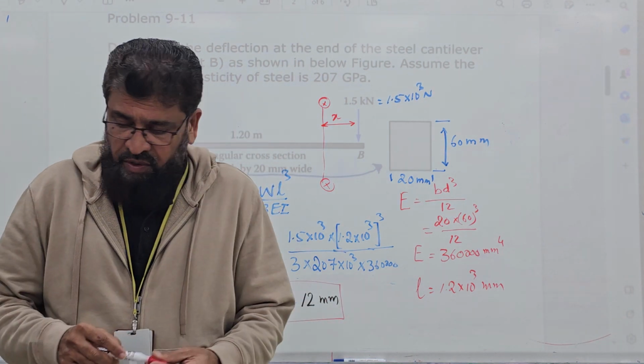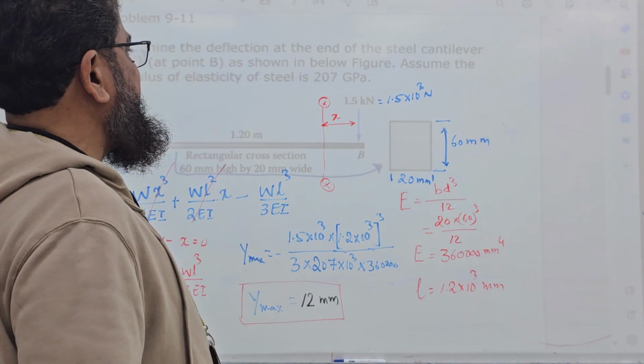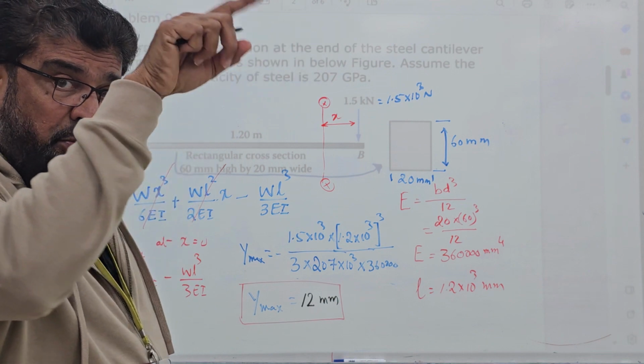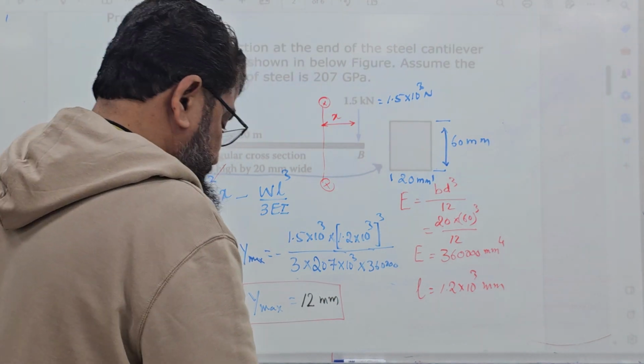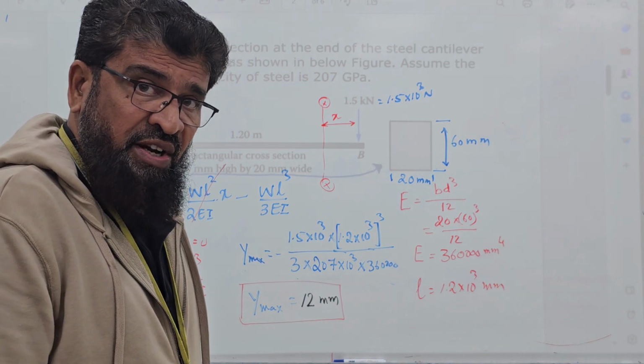So you can remember the formula, minus WL cube by 3EI. For a simply supported beam, it is WL cube by 48EI. This is for the deflection. I am not talking about slope. I am only talking about deflection.